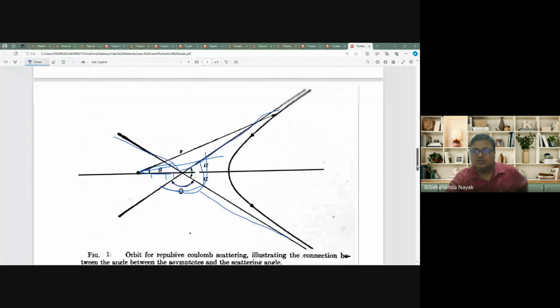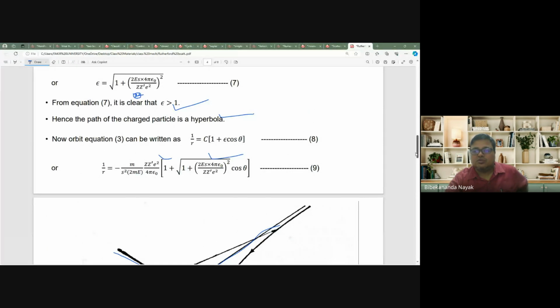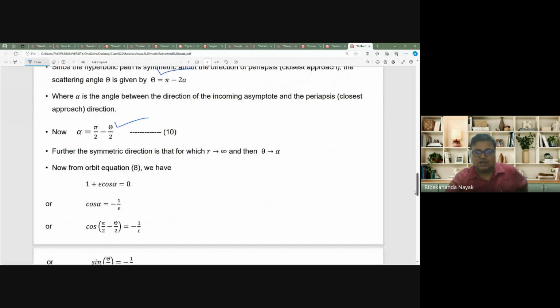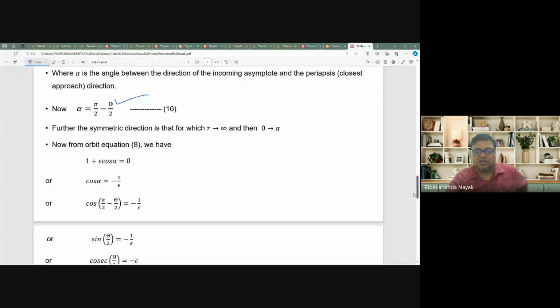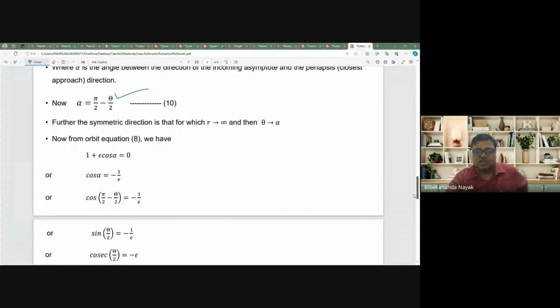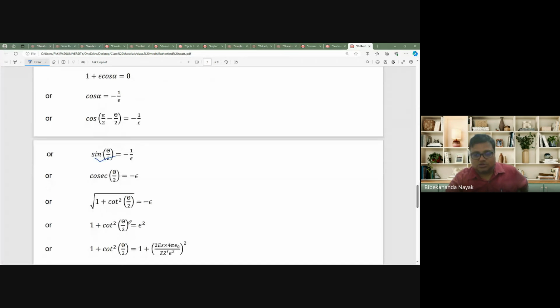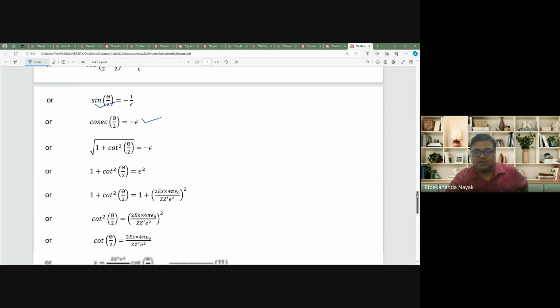Because in equation 8, you see 1 by r at infinity means 0 is equal to c into 1 plus epsilon cos theta. With theta equal to alpha, it is 0. So cos alpha is equal to minus 1 by e, and alpha is equal to pi by 2 minus theta by 2. So cos of pi by 2 minus theta by 2, that is sin theta by 2, is equal to minus 1 by e, or cosec theta by 2 is equal to minus e. So cosec theta by 2 into the square root of 1 plus cot square theta by 2 is equal to minus e.